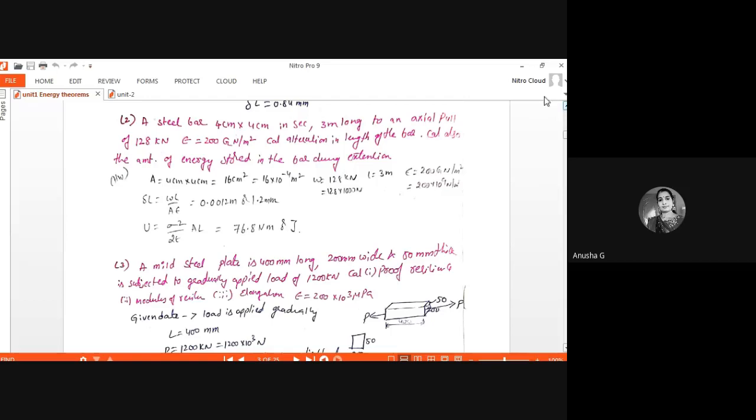First you have to find the change in length. Madam, the change in length is 1.2 mm. Okay, the strain energy is 76.8 Newton meter. That Newton meter we also call J, joules. Yes madam, joules, correct. The strain energy will be in terms of joules also. So this is another problem I had you observe.